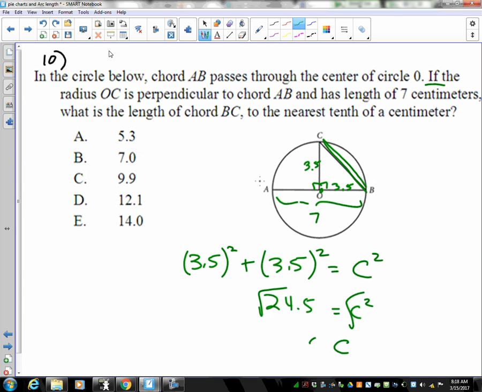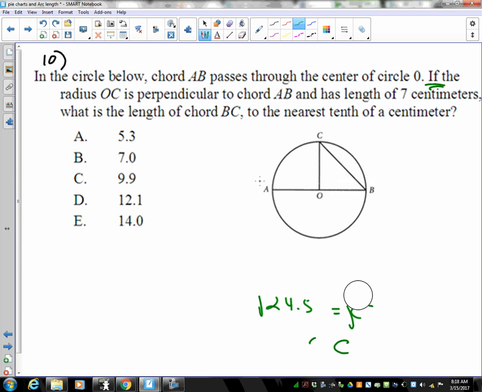Okay, I found my mistake here: I didn't read it very well. Let's go back to this part of the sentence, and I'm going to really start over. It says if the radius OC, so it's talking about OC here, is perpendicular to chord AB and has a length of 7 centimeters.